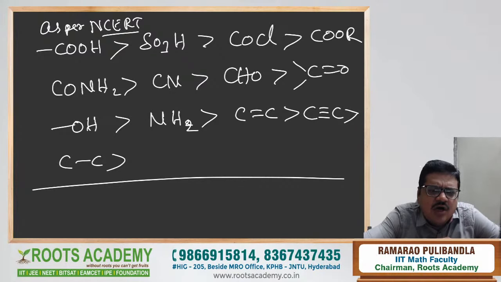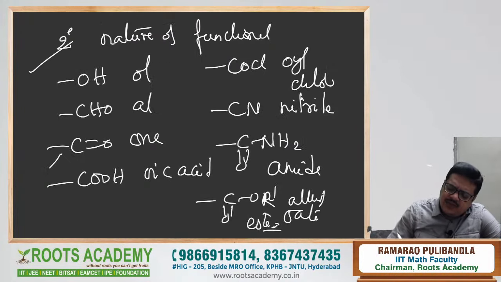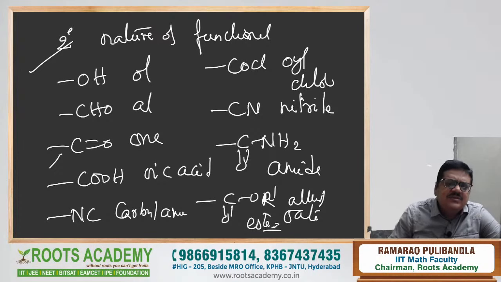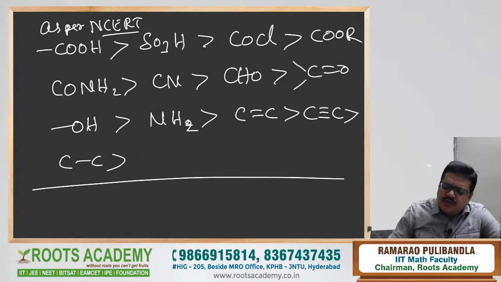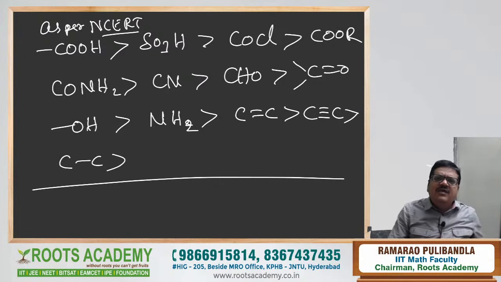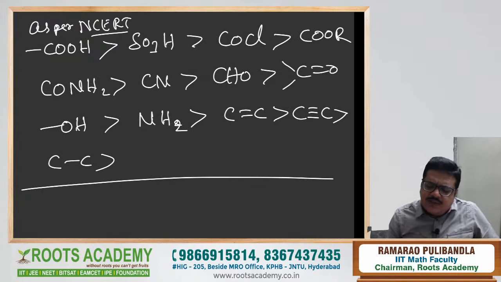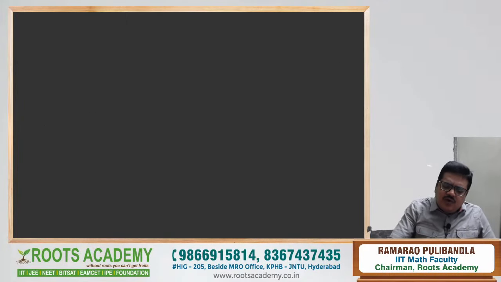Right? The order, everything. Carbylamine is NC. NC is called carbylamine. Now, this is the main one, mainly we have to memorize this. After that, now we'll discuss secondary prefixes. Prefixes are primary and secondary.